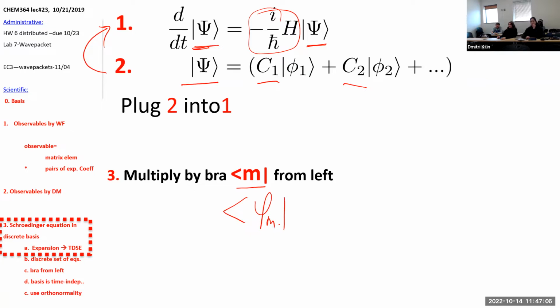Then each term of the resulting equation will have a bra and a ket. And when bra meets ket, wave functions disappear. You have either a number or a matrix element or just zero, nothing. And then we will get an equation for the coefficients.